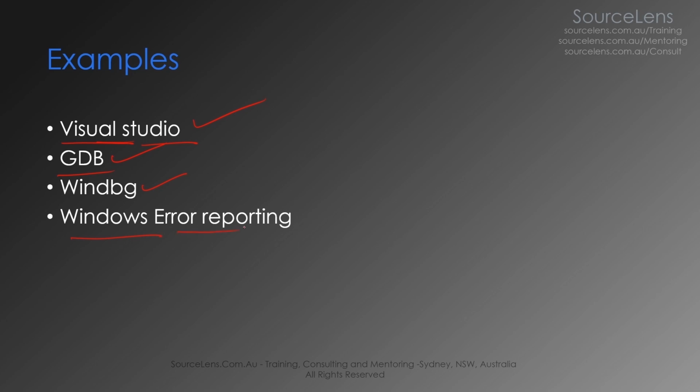Windows Error Reporting is also a debugger, which collects the dump of a crashed application in Windows. There are a lot more debuggers which are not present in this list, like DebugDiag, NTSD. There are debuggers for Java, Golang, all these programming languages.